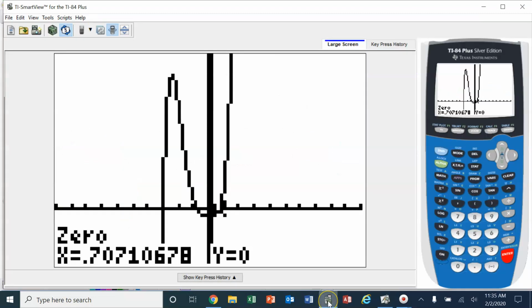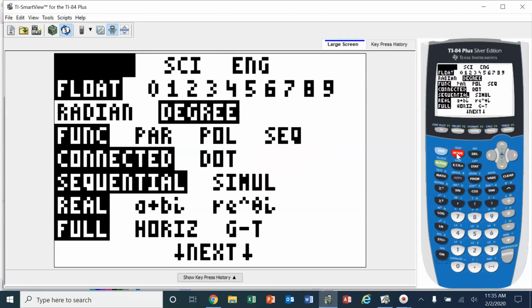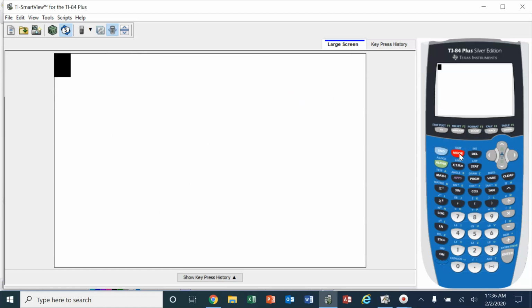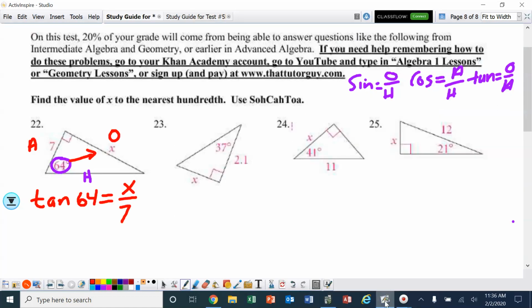Now, on our calculator, we need to make sure that we are in the correct mode. The third line down, you need to make sure you're in degree mode. I go over that in the other video. All right, so we're going to solve this. We want to get x by itself, so we're going to multiply both sides by 7.